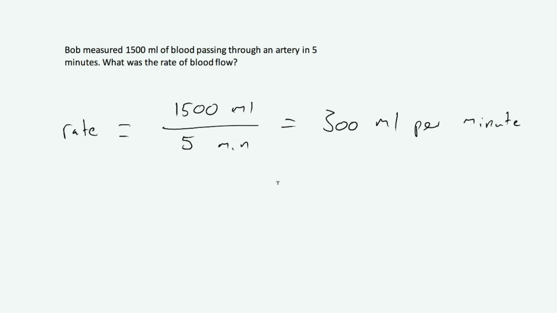The only thing that could change there is they could ask for it in liters per minute, then I'd say 0.3. They could mix the units up. They could have given us the time in seconds and want the answer in minutes or something like that. But the calculation is always going to be the same. You just need to make sure that you're working in the right units.